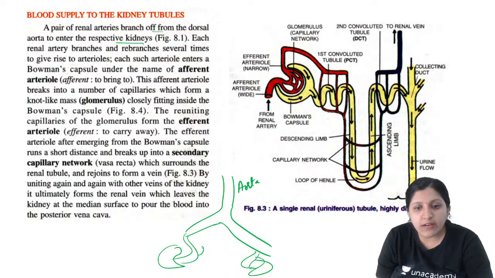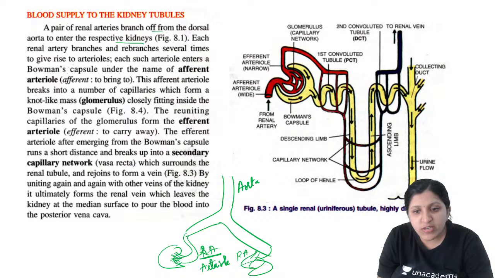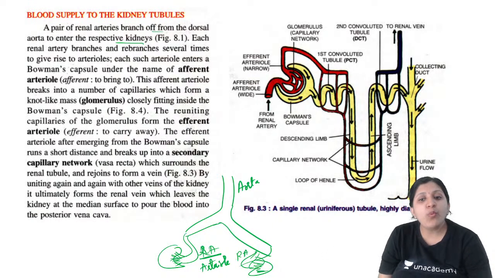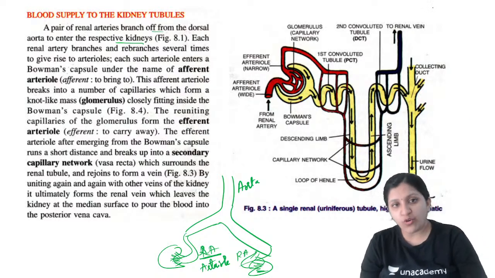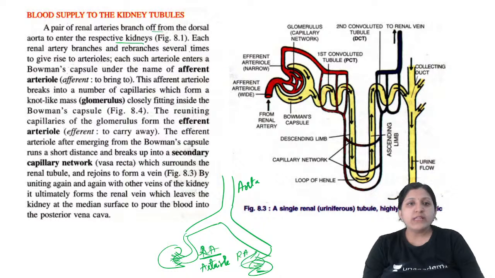This is the renal artery, and this one is also a renal artery. This renal artery has to divide about 1 million times to form arterioles. So much division is occurring so that it can provide an afferent arteriole to each of these kidney tubules. Each renal artery branches and rebranches several times to give rise to arterioles.